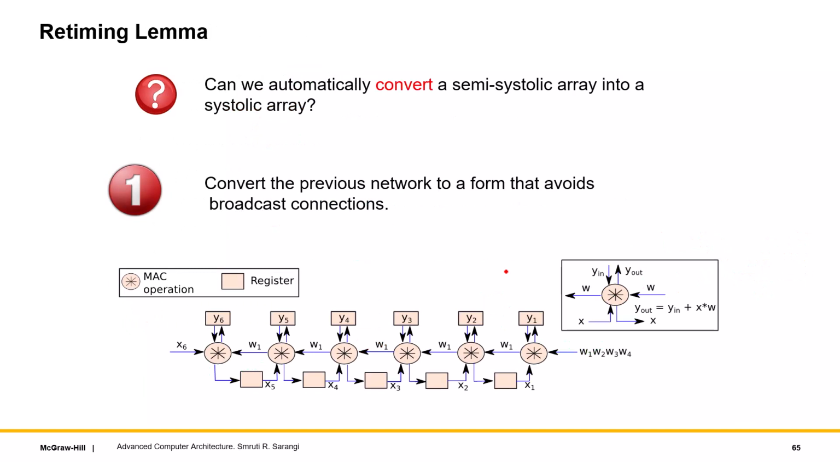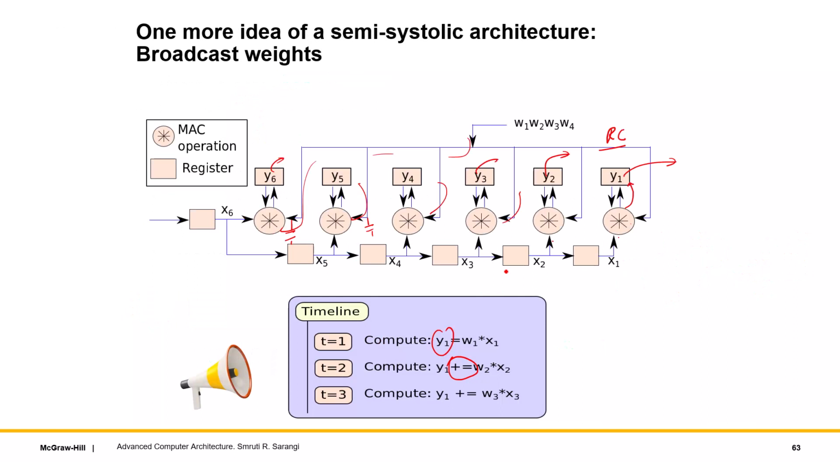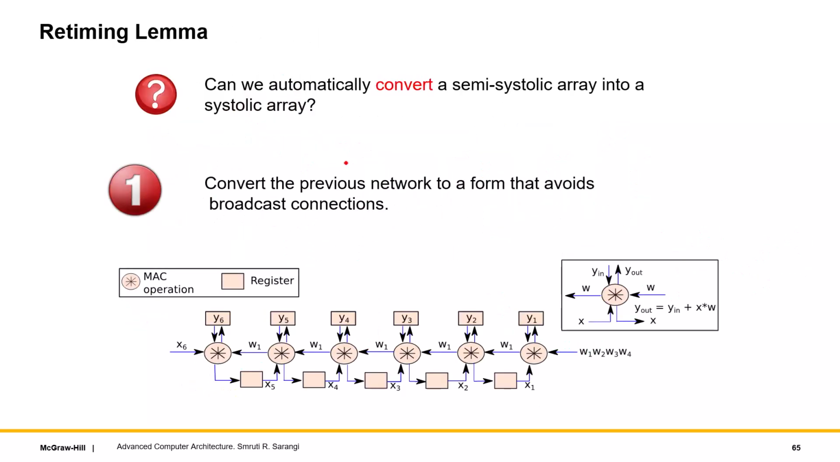So the first thing is, can we take one of our previous semi-systolic arrays? So why was it semi-systolic? Well, it's obvious that we kind of have broadcast-like connections, which are semi-systolic by definition, because you can think of this input and this input, they're connected, no register in between. So can we automatically convert a semi-systolic array into a systolic array? So the point is, can we take the previous network and then kind of remove those broadcast connections that we don't seem to be very happy with.